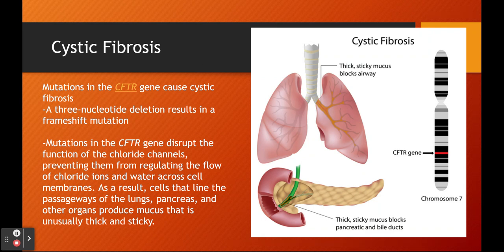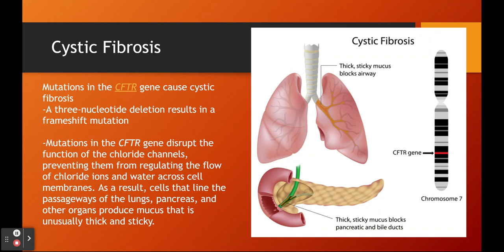So mutations in this gene are going to disrupt chloride channels that are found in cells. And this is going to keep them from regulating the flow of chloride ions and water across cell membranes. So this really impacts the cells that line passageways of the lungs and the pancreas and other organs that produce mucus. So that the mucus becomes really thick and sticky. And when this happens, it blocks airways, so it's hard to breathe. It can also cause problems for your bile ducts.